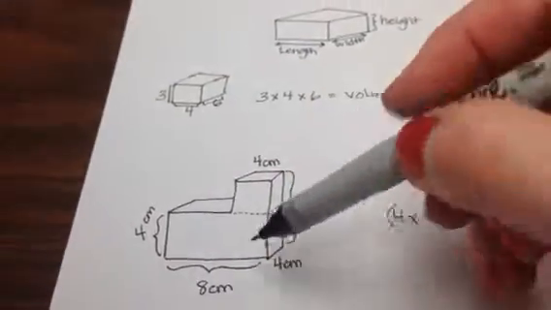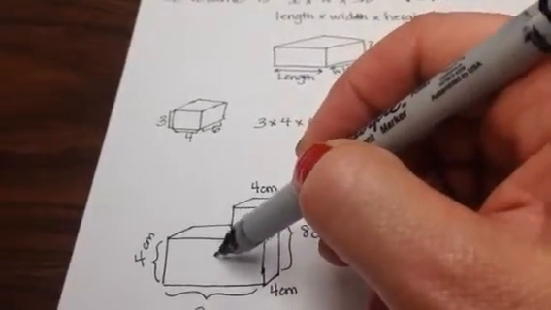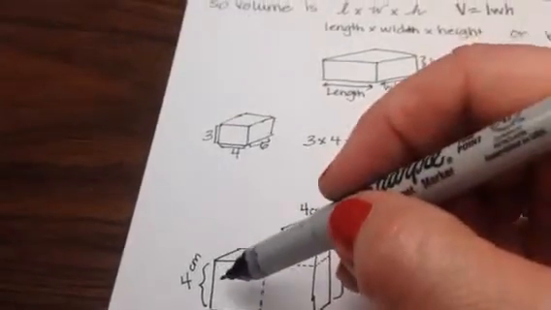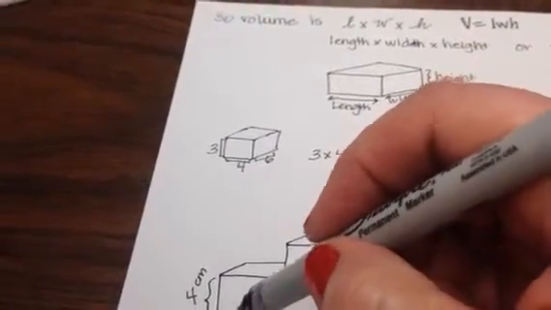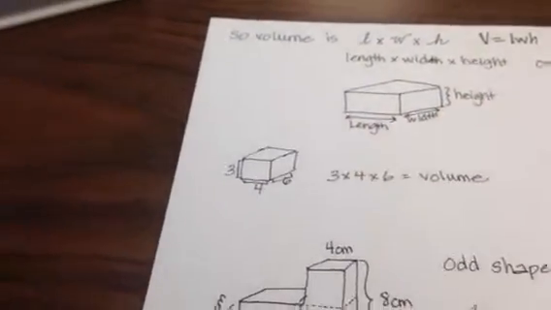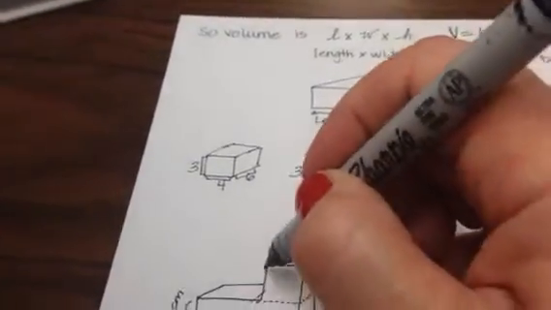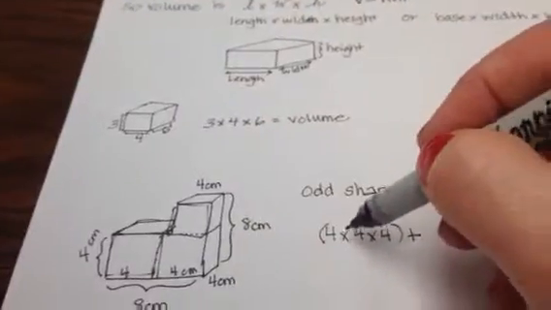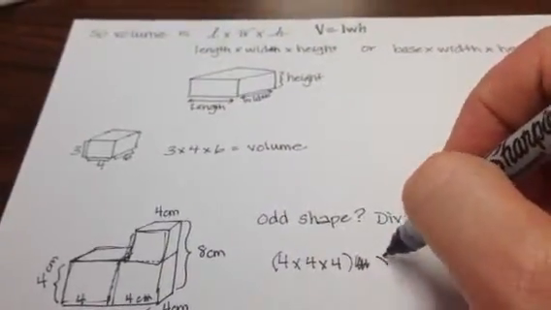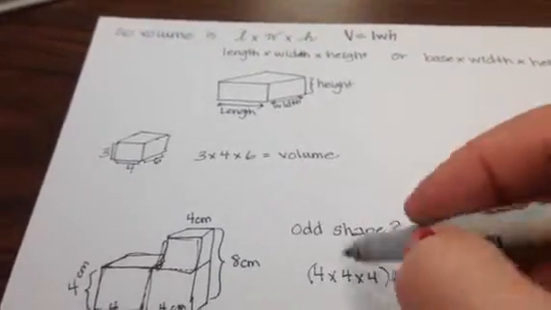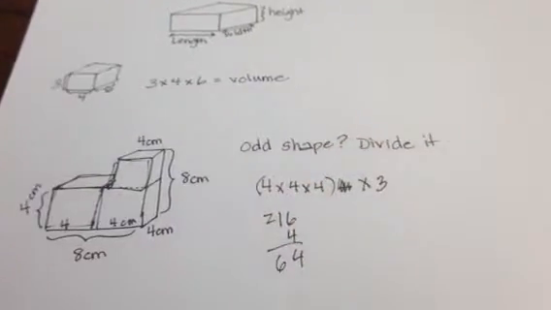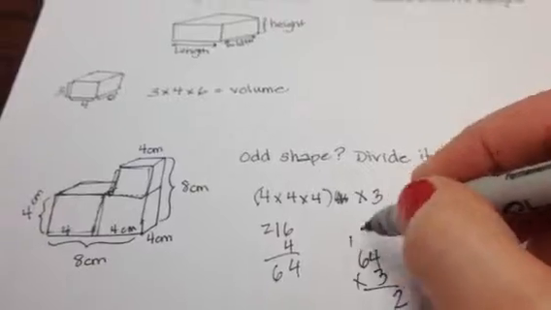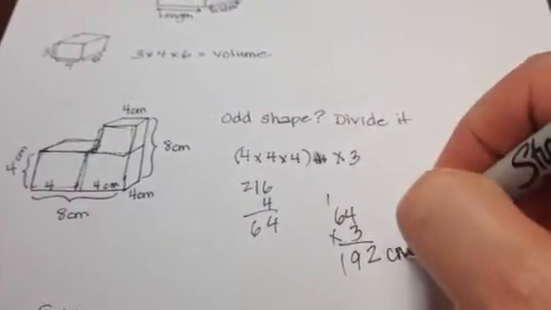Plus, what was left here? Well, this is 8, so I know my drawing is not well proportioned, but just pretend that I drew equal size squares, okay? So I have 1 cube, 2 cubes, 3 cubes, all 4 times 4 times 4. So I can actually do 4 times 4 times 4 times 3. What's 4 times 4? 16. What's 16 times 4? 64. What's 64 times 3? 192 centimeters cubed.